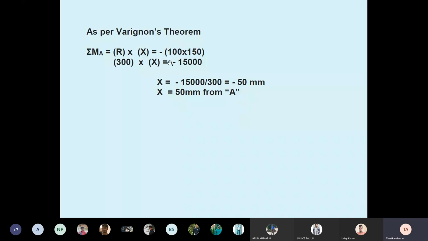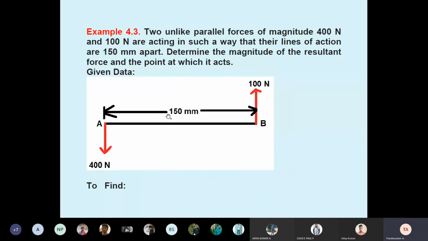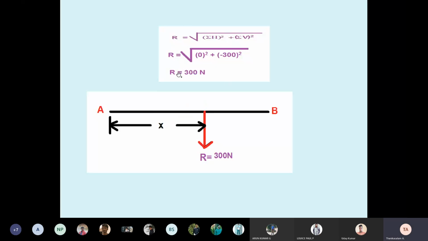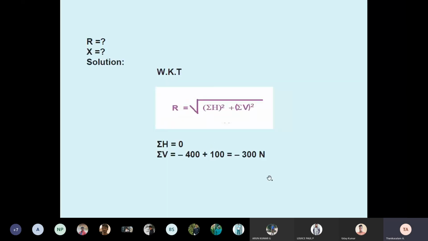Students, understand the same question. Here they did not give a diagram. There are two unlike forces, 400 Newton and 100 Newton, the distance 150 is given, and they ask for the resultant and the X value. We know the formula: there is no horizontal force, only vertical force. Then we got the resultant: vertical downward, summation of H is 0, summation of V is minus 300.